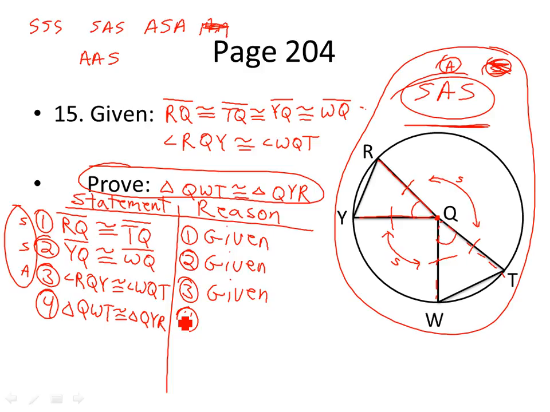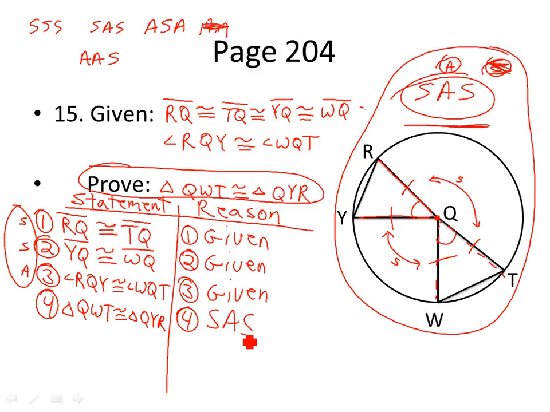What's our reason going to be? Side angle side. And that's all you write over there, SAS. What's our next statement going to be? I hope you don't have any clue. Say it again. There is none. We're done. That's what we were trying to prove. Why would you want to go farther than what you're trying to prove?